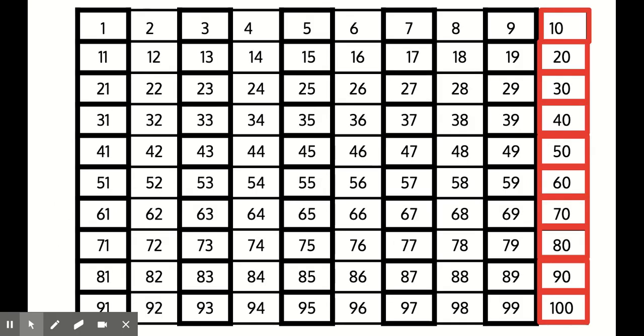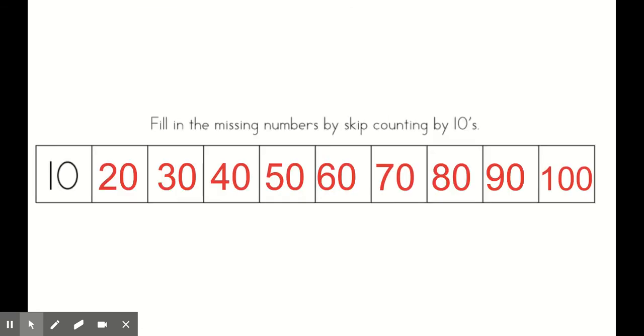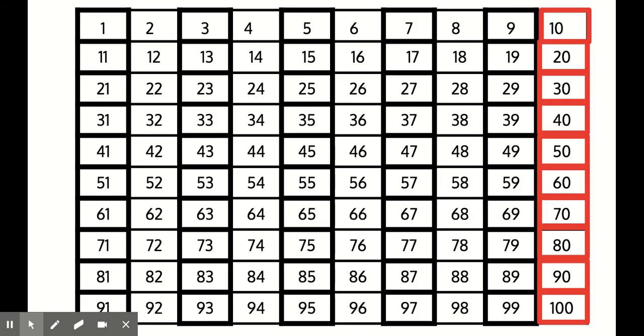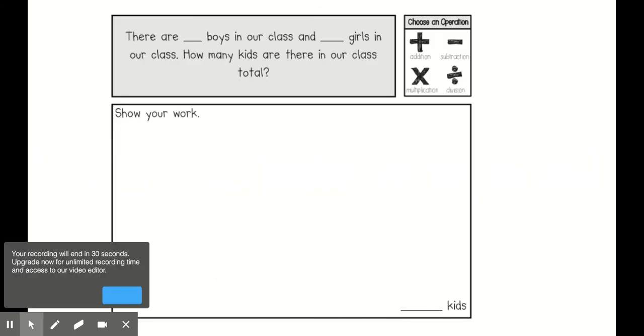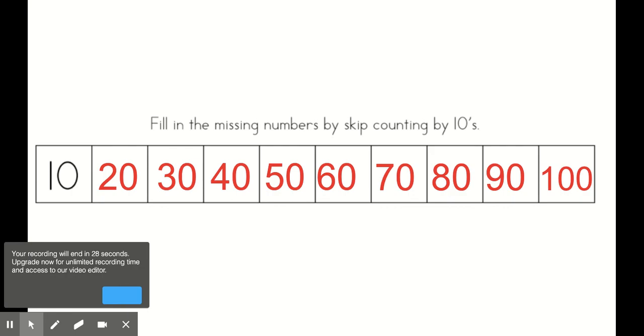And then let's look here. The next one is asking you to count by 10. If you have your number chart, that's all the ones at the end: 10, 20, 30, 40, 50, 60, 70, 80, 90, 100. And there you go. You fill in the missing numbers by skip counting by tens. Okay, and that's the last one.